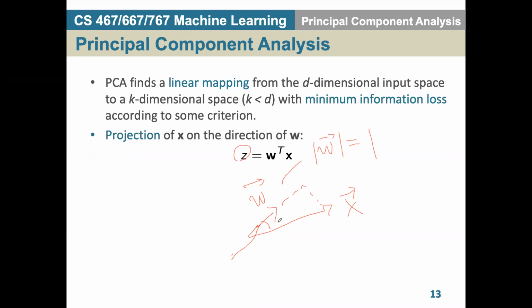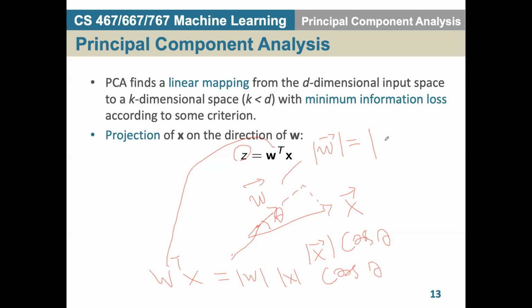So this is really the length of X times cosine theta. We can also write it as an inner product between W and X, because this is really the length of W times the length of X times cosine theta, and we remember the length of W is 1. So they are the same. Basically, if you take the inner product, it gives the coordinate along the W direction, but W has to be a unit vector. So after taking the inner product of X along a direction W, you get the coordinate on W. This is the intuition.